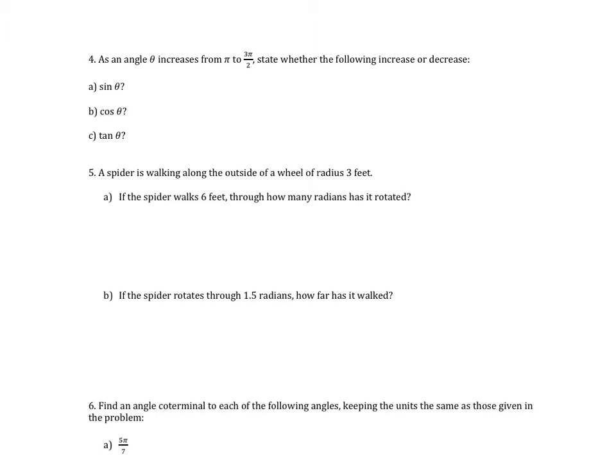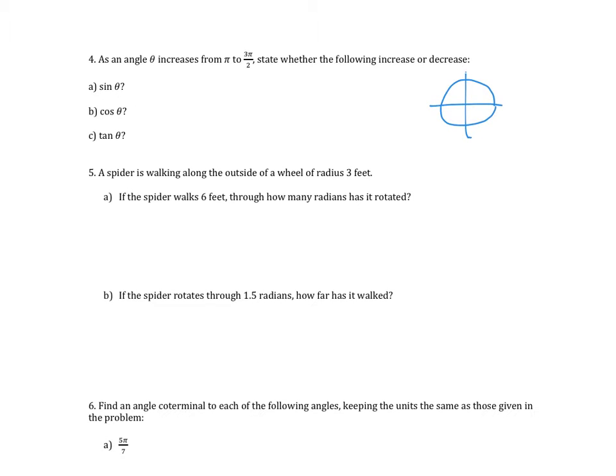Okay, we're going to walk through the last 2 pages of the Trig quiz review packet. We're going to begin with problem number 4. Problem number 4 says, as an angle theta increases from pi to 3 pi over 2, state whether the following increase or decrease. So I'm going to sketch a unit circle.